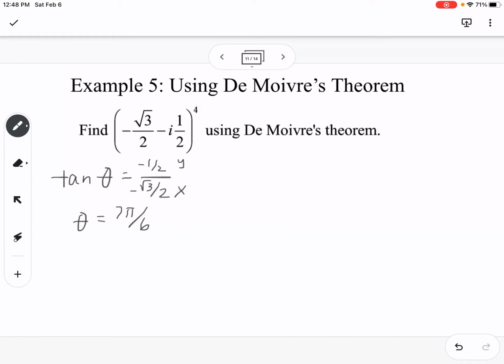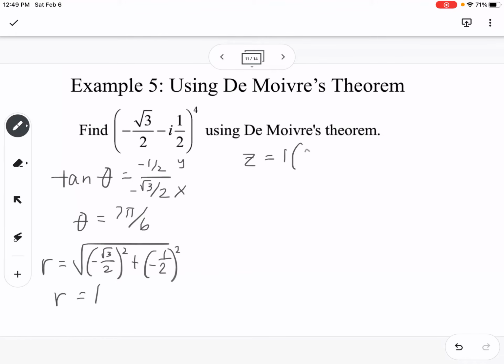Okay, next we need to find r. So r is going to be the square root of negative square root of 3 over 2 squared plus -1/2 squared. If we simplify that, r is just 1. So z would be 1 times cosine of 7 pi over 6 plus i times sine of 7 pi over 6.